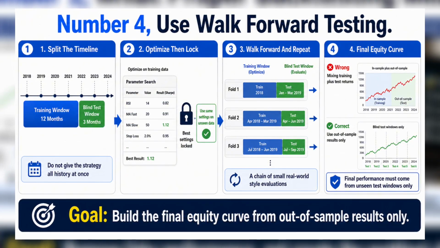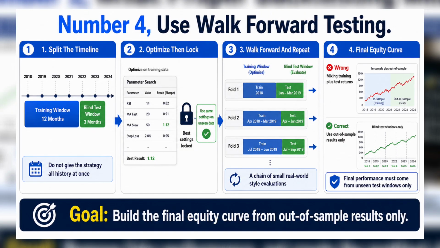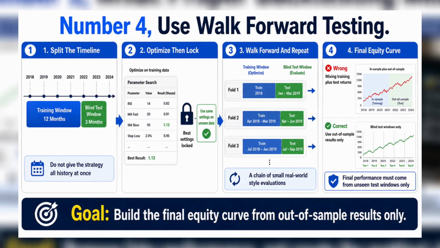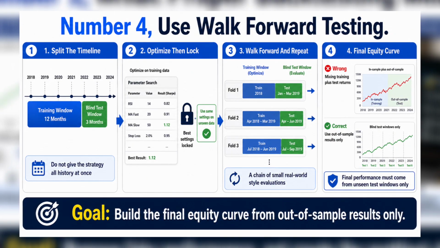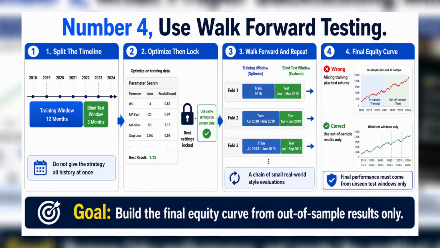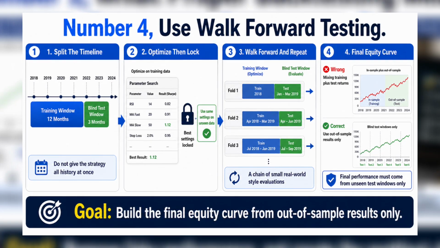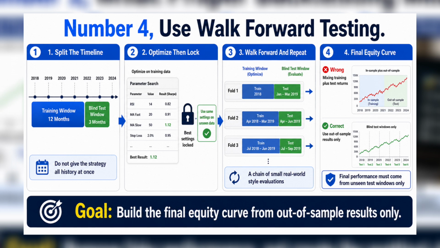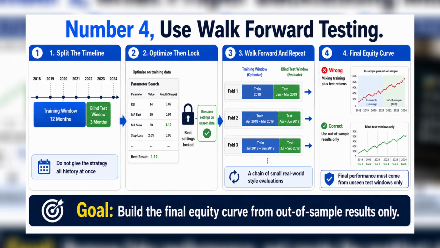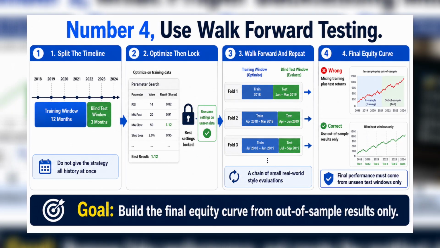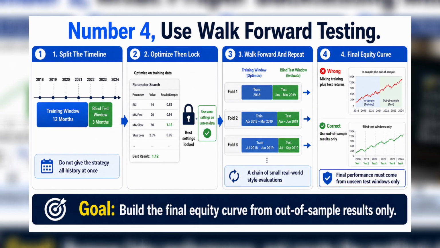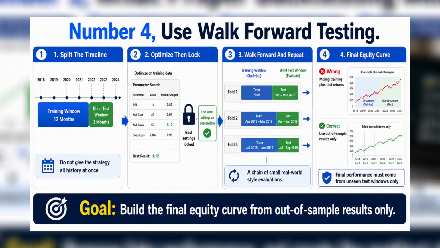After that, the whole window moves forward and repeats. So if the first fold trains on 1 year and tests on the next 3 months, the second fold moves forward and does the same process again. This creates a chain of small real-world style evaluations. Each fold asks the same question: if I optimize only on the recent past, do those settings still help on the next unseen period? This is much more honest than a standard backtest. It does not guarantee profit, but it does force the strategy to prove itself in conditions that are closer to reality.